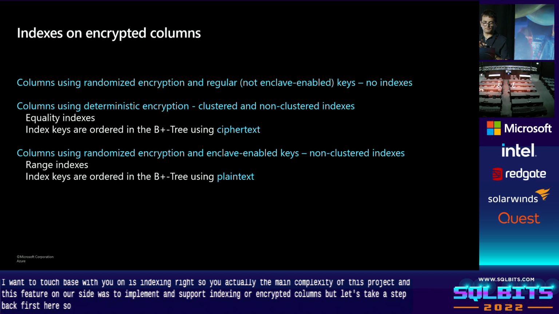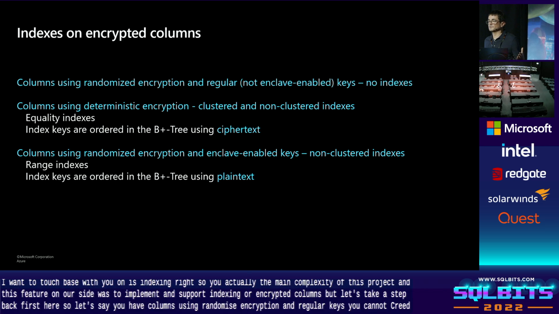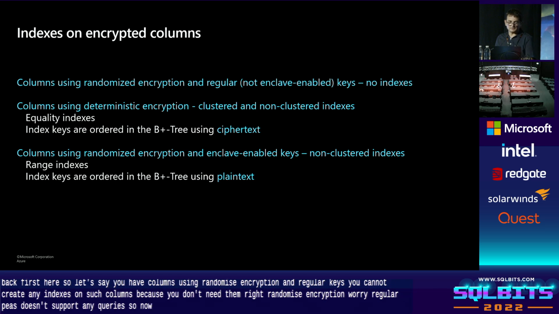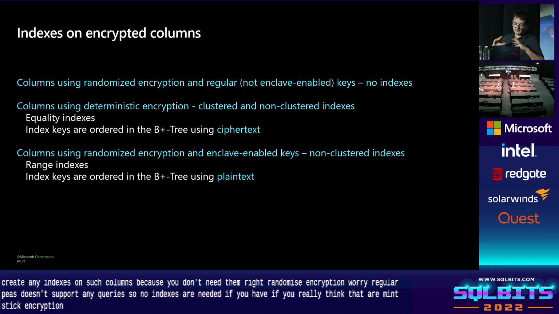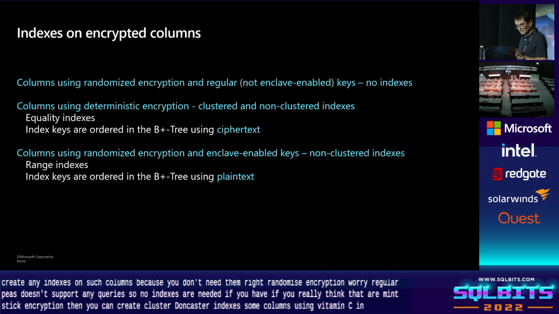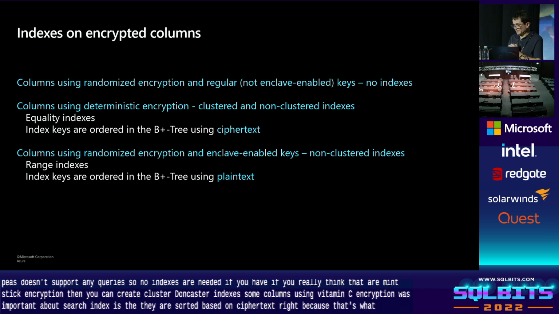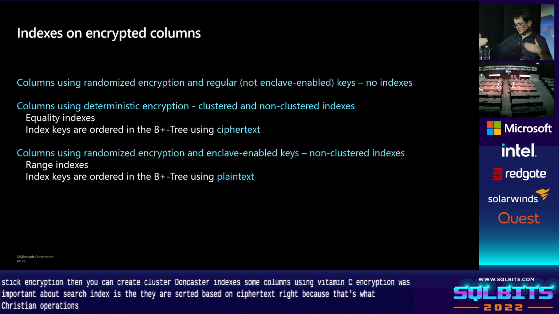So let's say you have columns using randomized encryption and regular keys. You cannot create any indexes on such columns because you don't need them, right? Randomized encryption with regular keys doesn't support any queries, so no indexes are needed. If you're using deterministic encryption, then you can create clustered and non-clustered indexes on columns using deterministic encryption. What's important about such indexes, they are sorted based on ciphertext, right? Because that's what deterministic encryption operations are about. They involve comparing ciphertext, right?